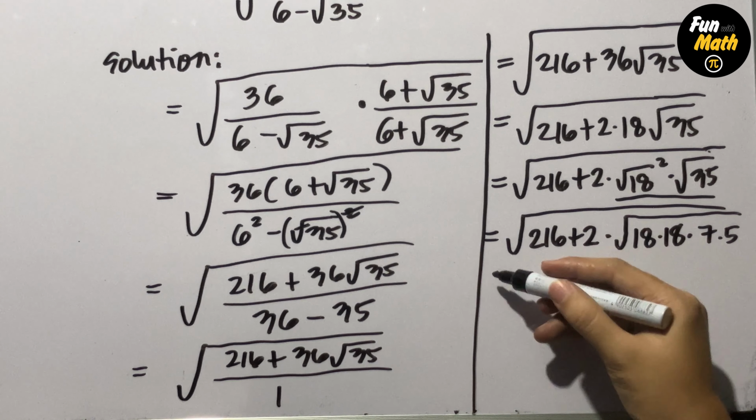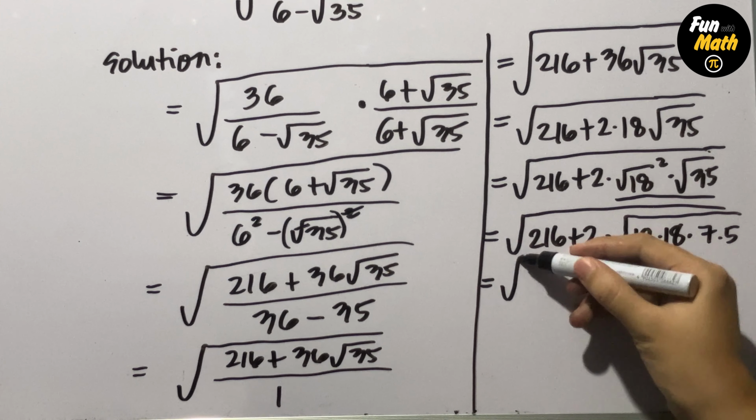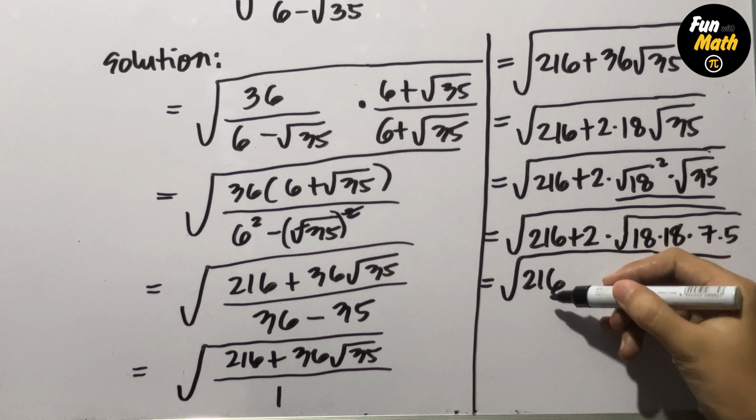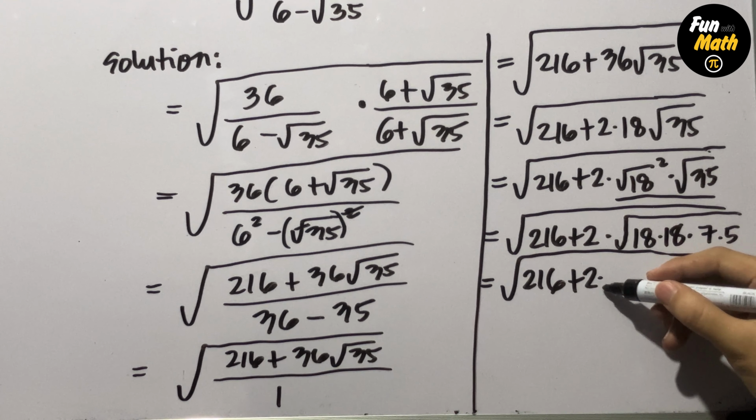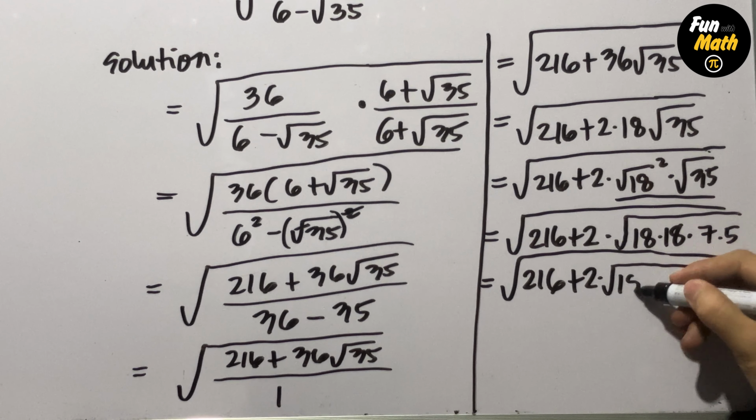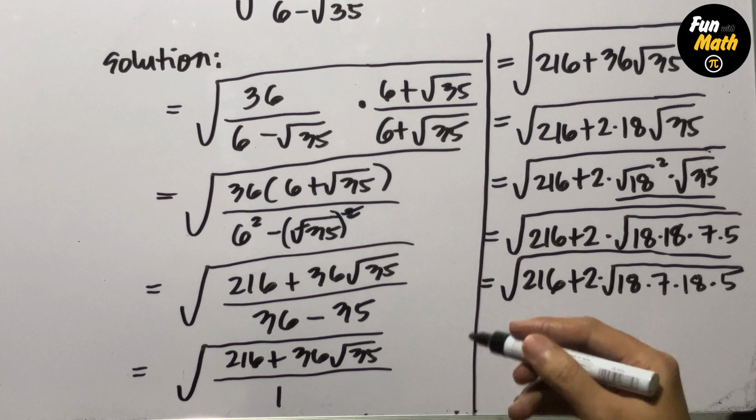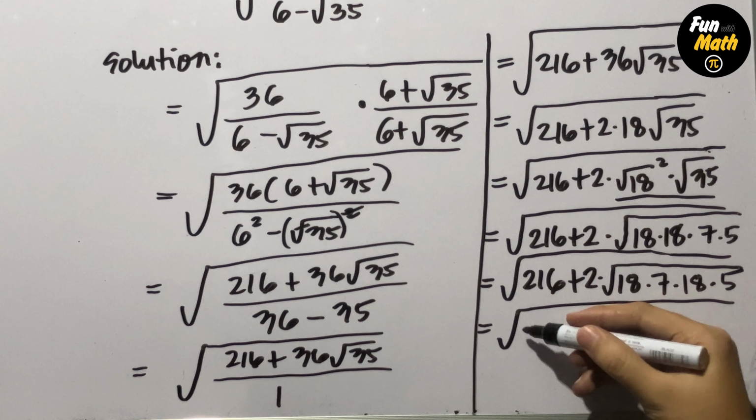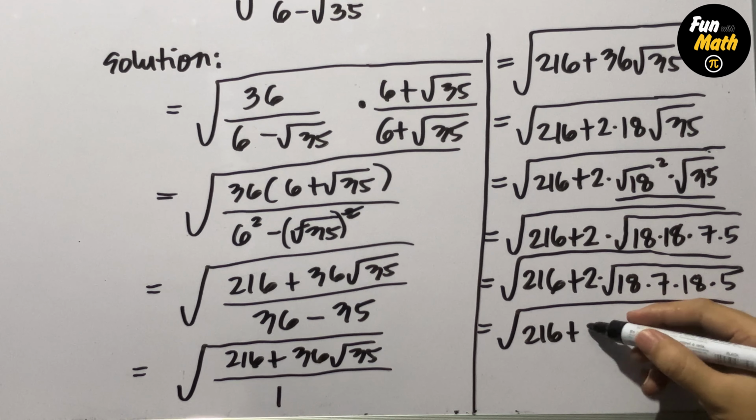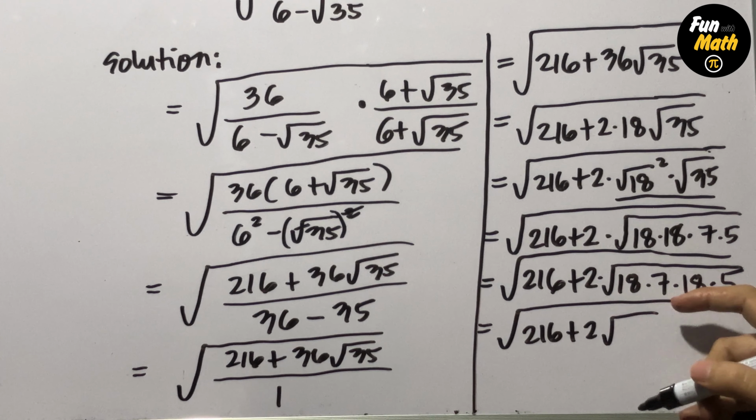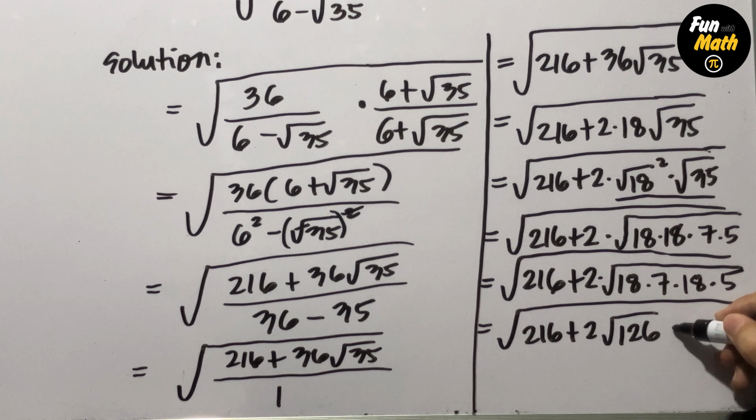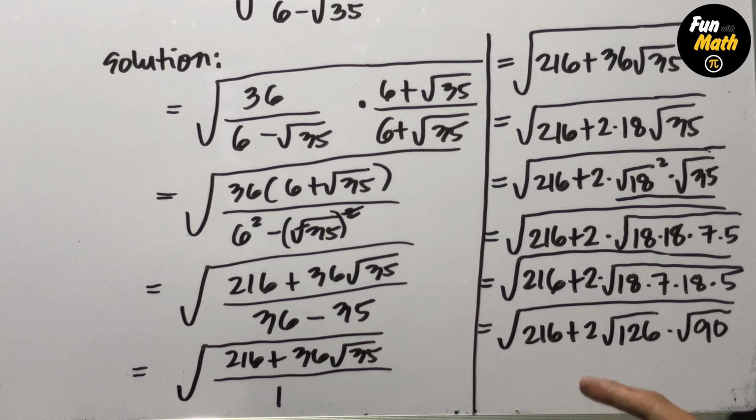And then let's arrange this. Equals square root of 216 plus 2 times under root of 18 times 7 times 18 times 5. And this now equals square root of 216 plus 2 under root of 18 times 7, that is 126, times under root of 18 times 5, that is 90. Now for 216, we can split that into 126 plus 90.